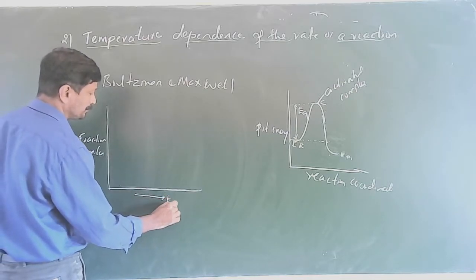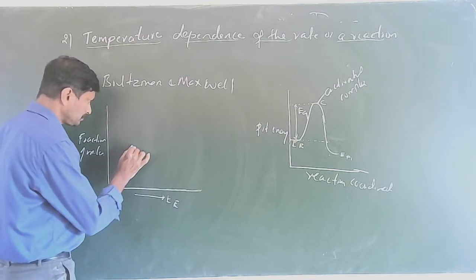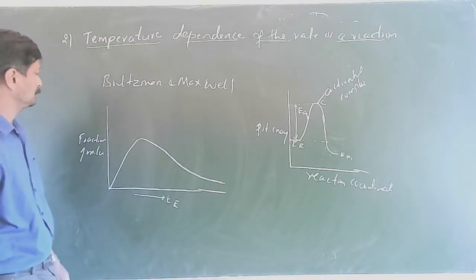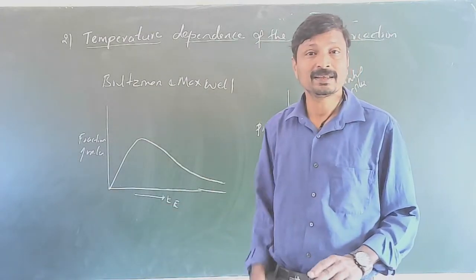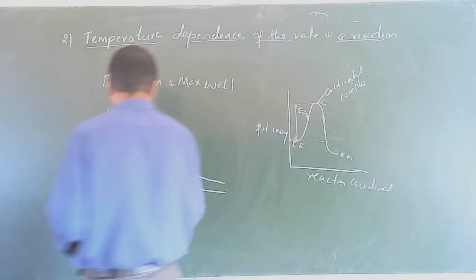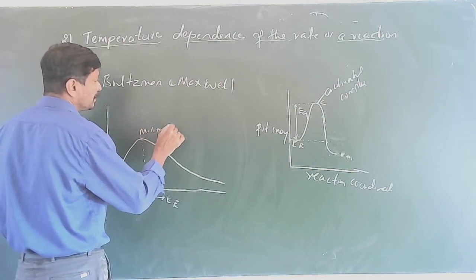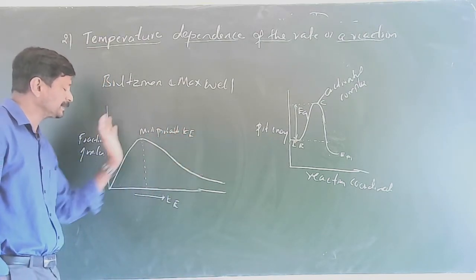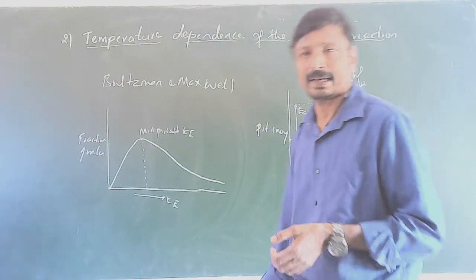Energy, kinetic energy. So what he is saying is, this shows the distribution of kinetic energy in a large number of molecules. This is the most probable kinetic energy. On going to either the right-hand side or the left side, the fraction of molecules having the most probable kinetic energy decreases.